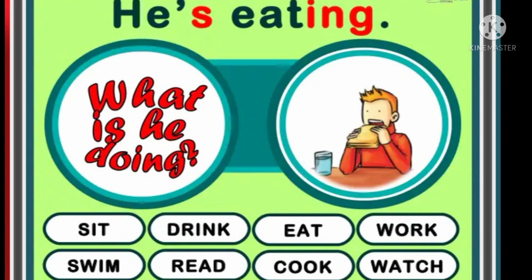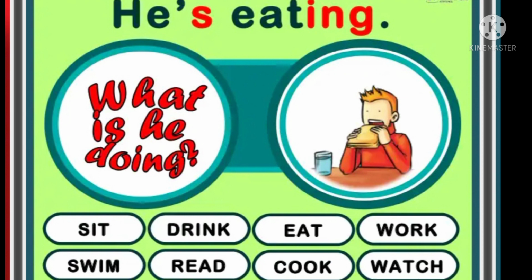We use present continuous tense to mention an action that goes on for a short period of time in the present. For example, he is eating. It will continue for a certain period of time, isn't it? What is he doing? He is eating. Take these verbs as examples: he is sitting, he is drinking, he is working, he is swimming, he is reading, he is cooking, he is watching, etc. This will go on for a certain period of time in the present, so in order to mention that, we use present continuous tense.